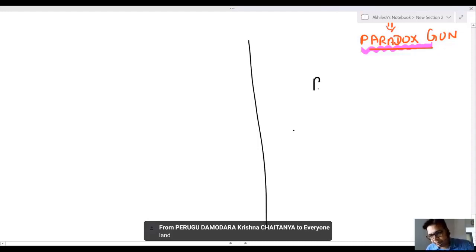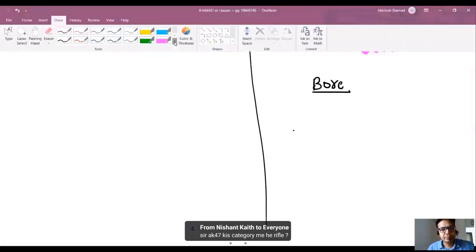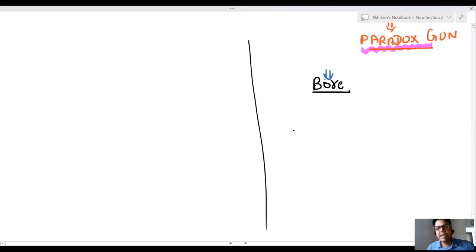Now, sir, for a smoothbore weapon, we use the word bore. What is the meaning of bore? For example, 12 bore and 24 bore. What is the meaning of a 12 bore shotgun and a 24 bore shotgun?